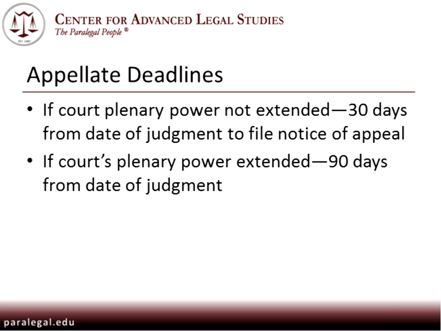After a judgment is signed, you also have a set of appellate deadlines. These are separate and apart from the court's plenary power. If a court's plenary power has not been extended from one of the ways that we mentioned, the filing of a motion for new trial, for example, you have 30 days in which to file your notice of appeal. If a court's plenary power has been extended, you have 90 days to file your notice of appeal. These are not extended by the 3-day mailing rule.